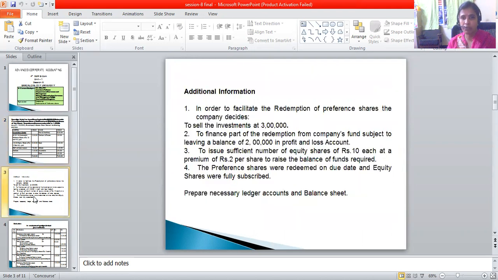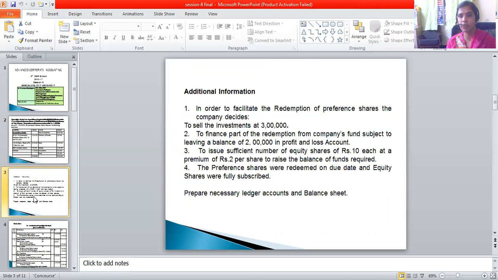So going with the additional information, in order to facilitate the redemption of preference shares, the company decides to sell the investment. So whenever a company wants to redeem the preference shares, it has to arrange for the funds. If it already has sufficient funds, then there is no need to raise money. As far as the funds are concerned, it can be through the selling of any asset, or through the fresh issue of equity shares, or any other arrangement that the organization thinks about. Okay, so these are all the ways to finance part of the redemption from company's funds, subject to leaving a balance of 2 lakhs in the profit and loss account.